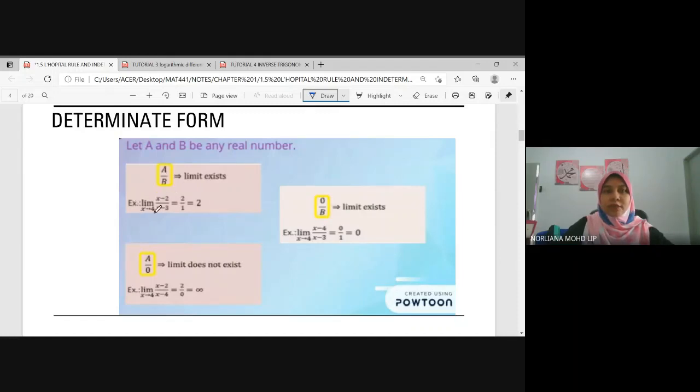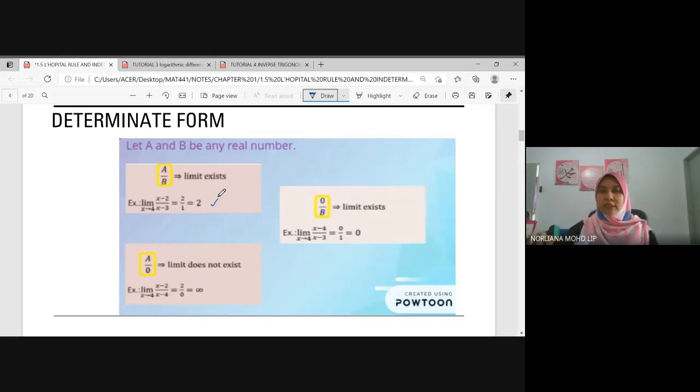We find the limit of this function: the limit of (x minus 2) over (x minus 3) where x approaches 4. When we substitute x equal to 4, we get 2 over 1, so it equals 2. So the limit exists. This is the first example of the determinate form.